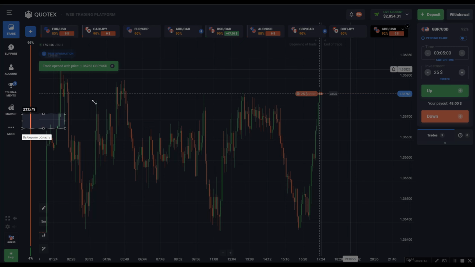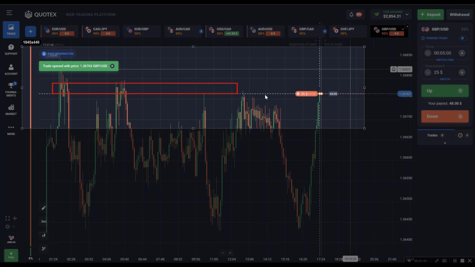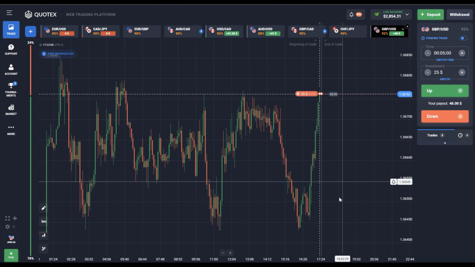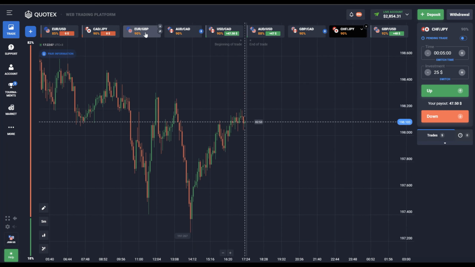British pound, US dollar. It's exactly the same situation. We also look at the peaks, and we see that everywhere. The price has turned downward from about the same zone. A trade for a decrease. Let's see what else we have.